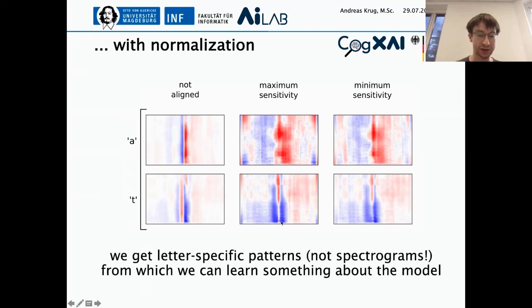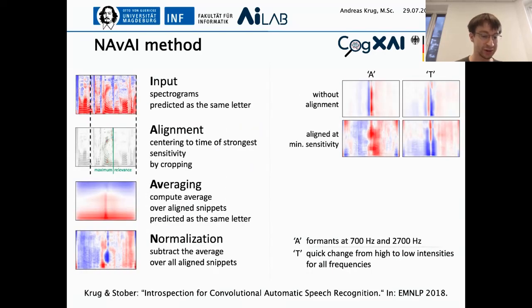So we get letter-specific patterns due to the normalization. It's not a spectrogram anymore, but that's just because of the normalization, and we can use it to learn something about the model. Here we could say that the patterns make sense in terms of the letters they are supposed to learn. This is a method which we introduced in 2018, called Mavai, but it is just a special case of what follows afterwards, so I will not go into detail here.